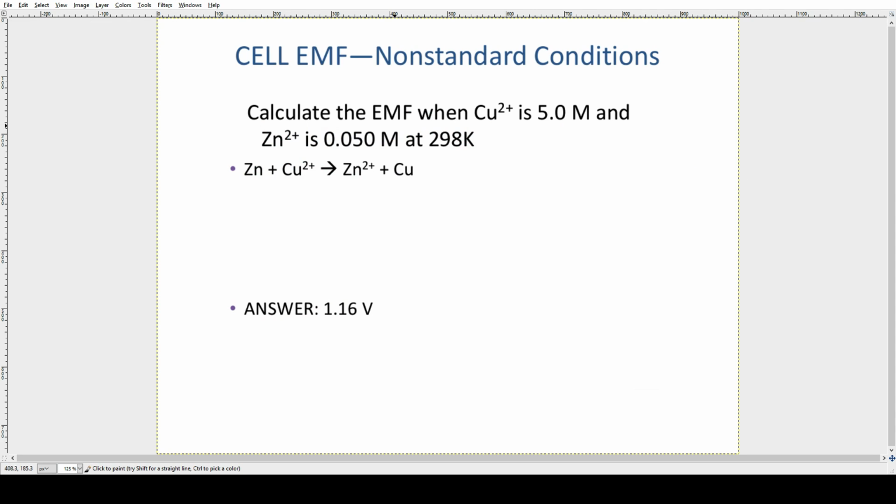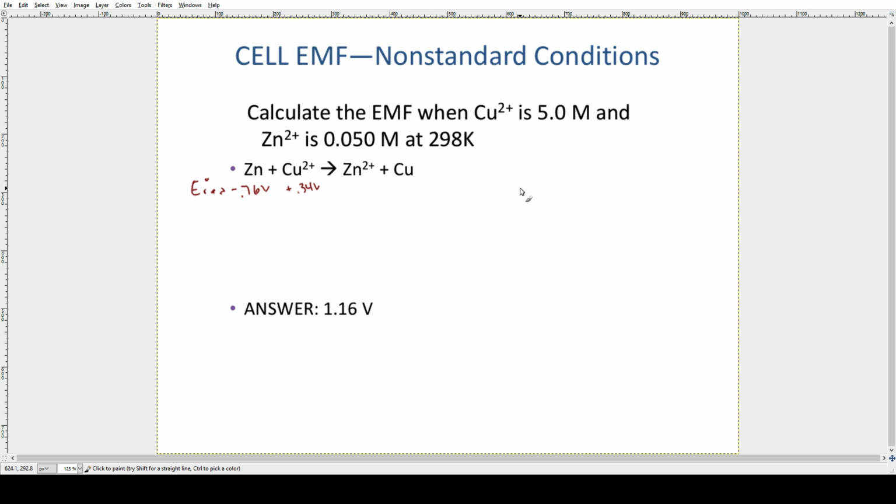First, let's calculate the electromotive force when copper ion is 5 molarity and zinc is 0.05 molarity at 298 Kelvin. So in order to do this, you are going to need those standard reduction potentials, so I'll just give them to you. You'd have to look them up in a chart though. So the E reduction standard for each one of these is negative 0.76 volts, and this one is positive 0.34 volts.